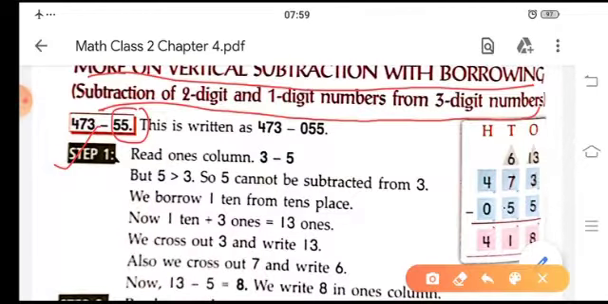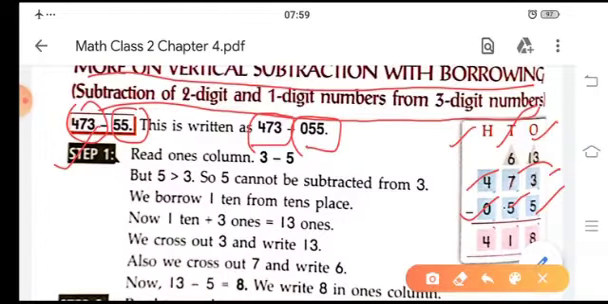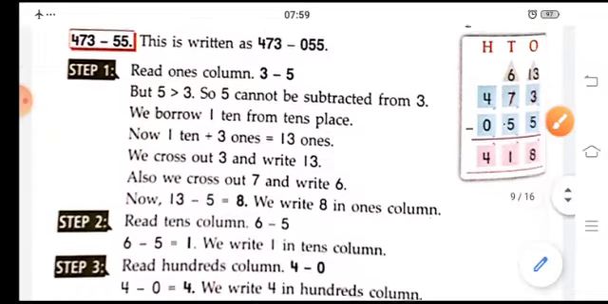473 minus 55. Because it is a three-digit number, we have to make this number also a three-digit number. Where the number is not written at hundreds place, we write 0. So again, in the form of hundreds, tens and ones, 473 and 055. So again we'll start how to subtract these numbers, children.